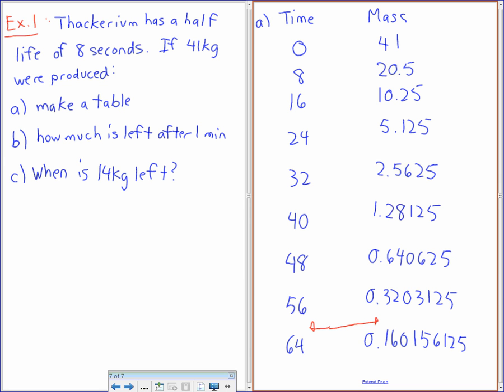On the second one, it says, when is 14 kilograms left? Well, it looks like the answer's in here for 14 kilograms, so it should be between 8 and 16 seconds, for part B. All the chart does is give us a plan of what our answer should be, because this is really calculator heavy, and if you type in the wrong number, it's very, very easy to get the answer mixed up.